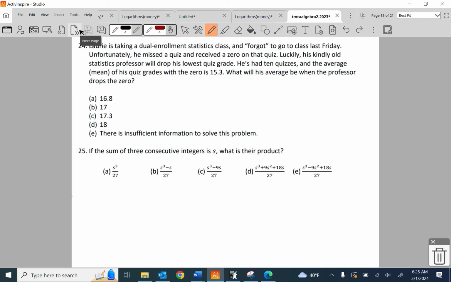So we got Laurie taking a dual enrollment statistics class and forgot to go to class Friday. He missed a quiz, received a 0. Luckily, his kindly old statistics professor will drop his lowest grade. He's had 10 quizzes, and the average of his grades with the 0 is 15.3. What will his average be when the professor drops the 0?